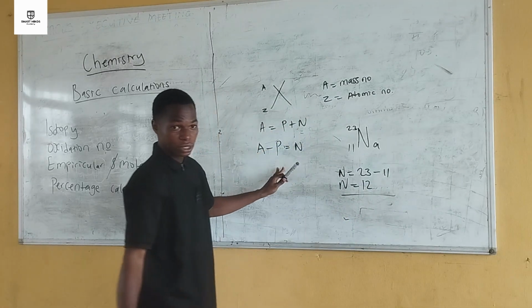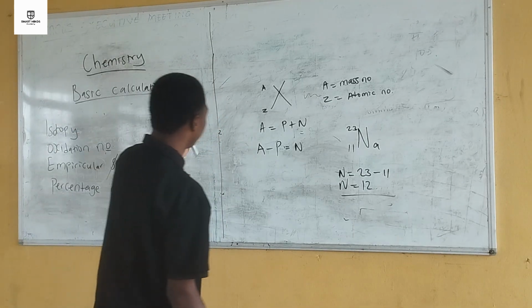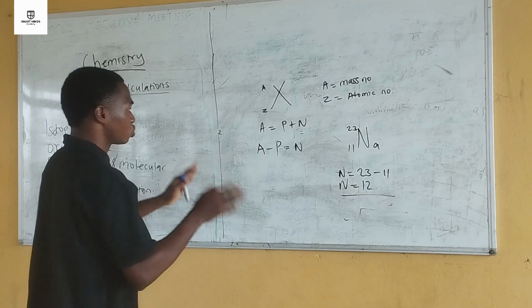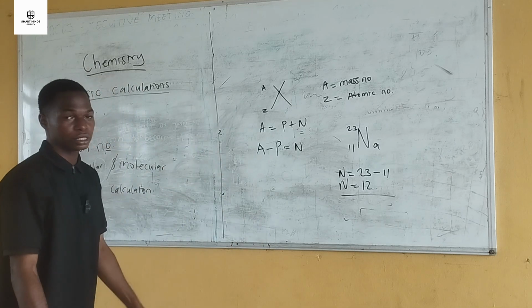Understood? You need to write. The foundation of what you should know is mass number, atomic number, proton number, and neutron number. Just know those terms. Then furthermore, we'll be doing who discovered the stuff and the rest.